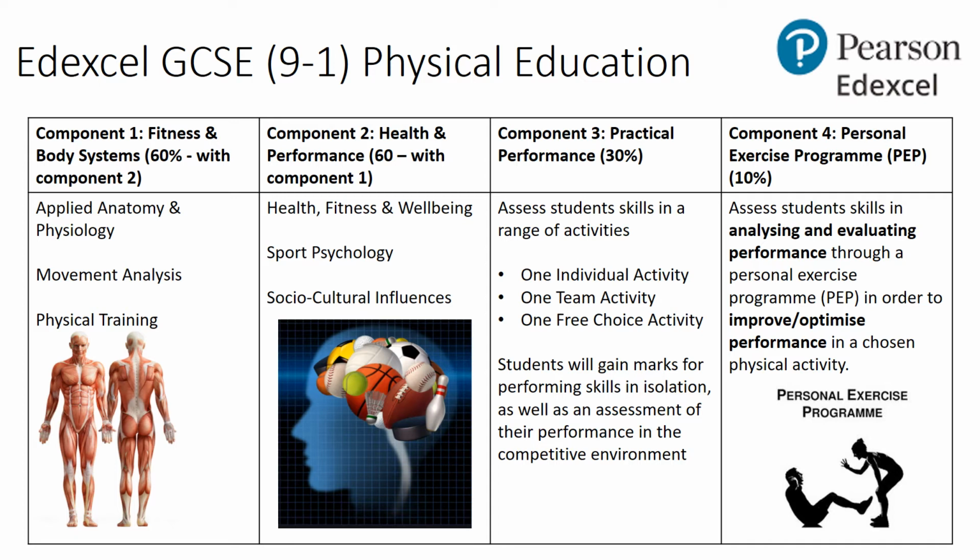Component 4 is an individual piece of coursework relating to an initial self-evaluation of the student's fitness, skill level and overall effectiveness in a sport of their choice. From an initial assessment, students will then plan, implement and evaluate a 6-week training plan designed to make them more effective at what they do.